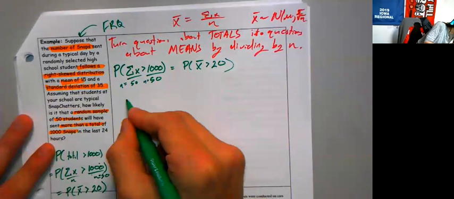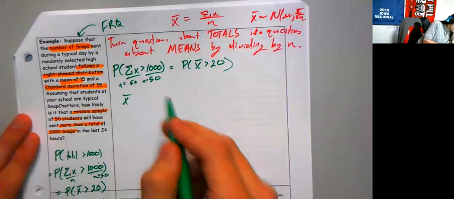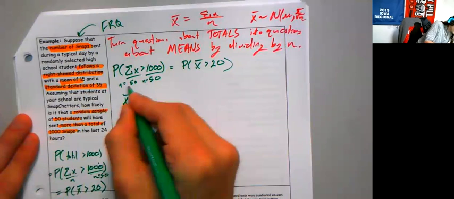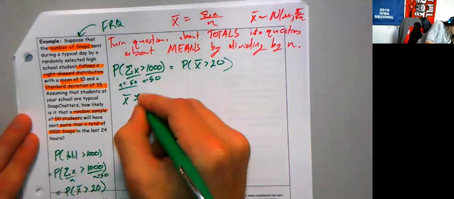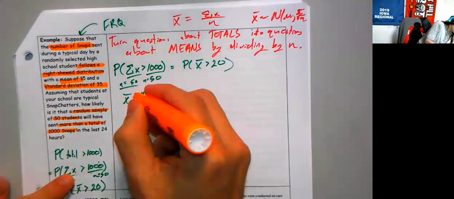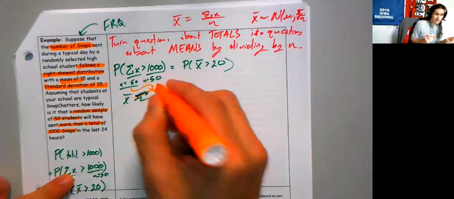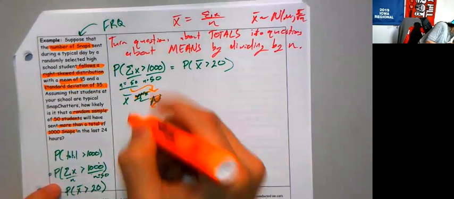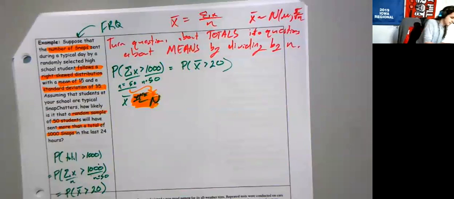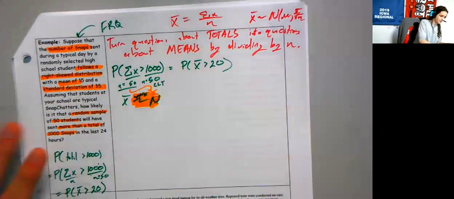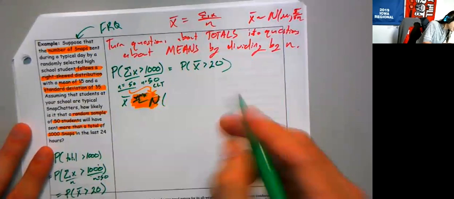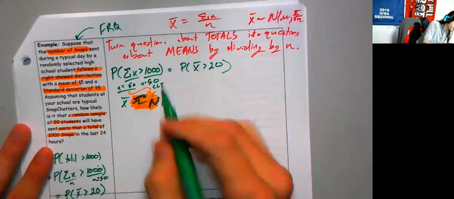So X bar, well, we talked to 50 students. Since n is 50, X bar is going to be distributed approximately normally, because the sample size is at least 50. I know that because of the central limit theorem. CLT says that if our sample size is at least 50, our sample means are distributed approximately normally, regardless of the population distribution.